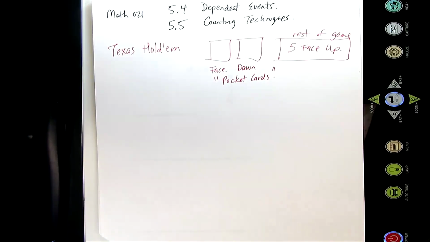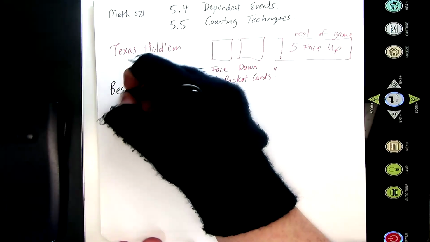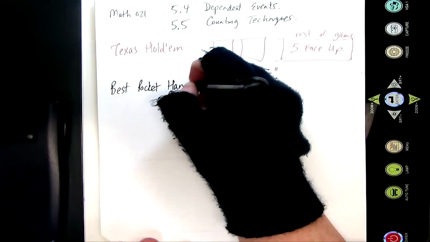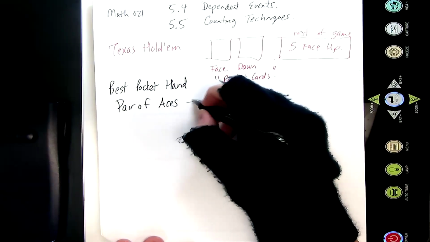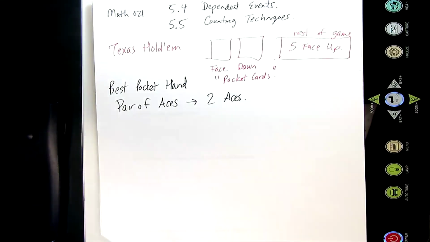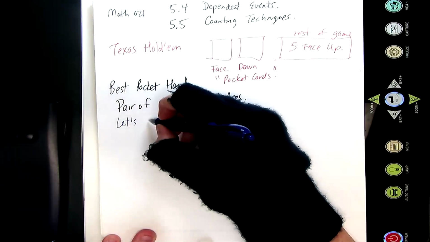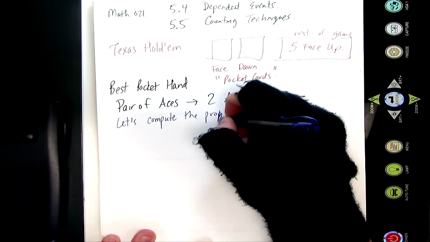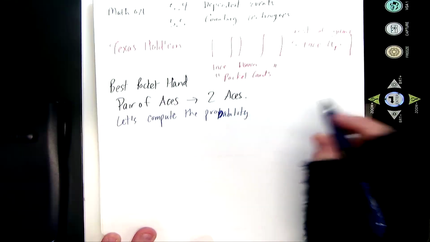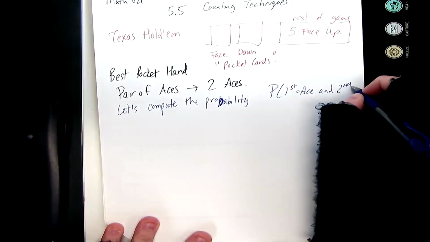So the best two pocket cards you can have, the best pocket hand at the get-go, doesn't always win. But the best pocket hand is a pair of aces. So let's compute the probability of getting a pair of aces. We're going to have the probability that the first card equals an ace and the second card equals an ace.